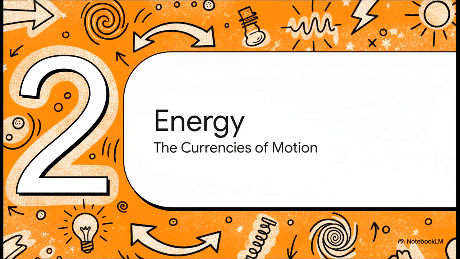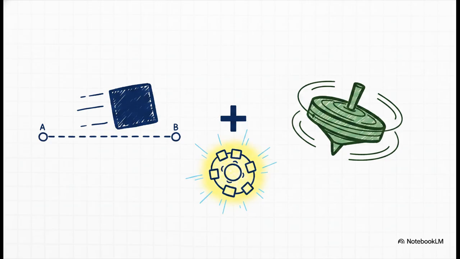All right, so we've got the rules of the transaction down. Now, what about the actual currency? What are we trading? This brings us to the second scene in our roadmap, the currencies of motion. You know, we all learned that kinetic energy is the energy of motion. Simple enough. But for your exam, you got to track two different kinds of motion. There's an object moving in a straight line, we call that translational, and there's an object spinning in place, and that's rotational. Each one has its very own kinetic energy account that you need to watch.